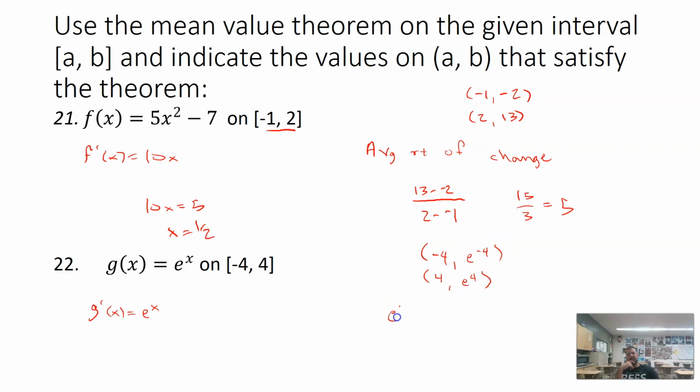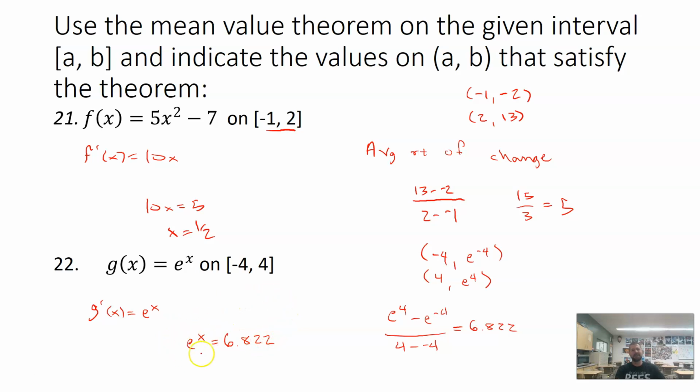So I'm just going to go e to the 4th minus e to the negative 4 over 4 minus negative 4. And when I put that into my calculator, I get 6.822. Okay? So that is my average rate of change. Now what I have to do is set that equal to my derivative and solve for it.